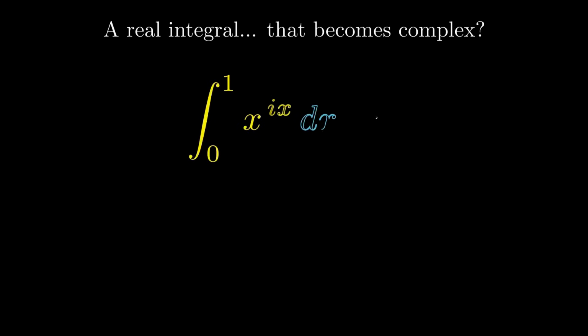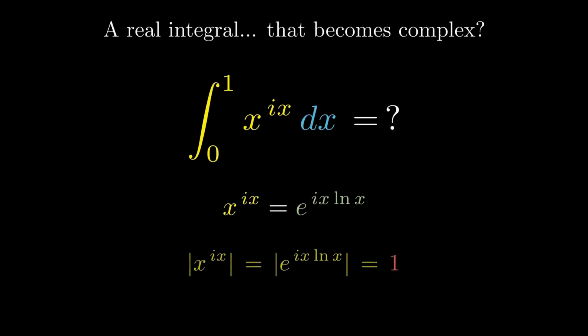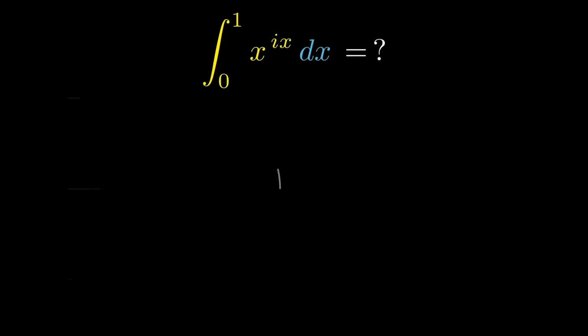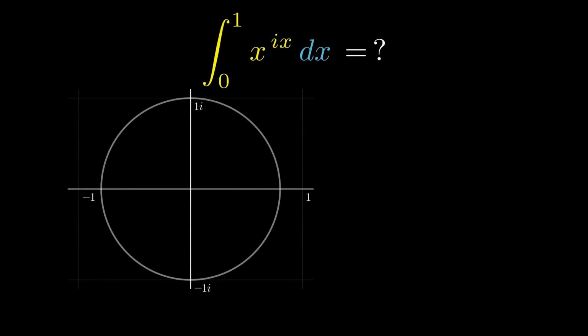An integral that secretly draws in the complex plane: the integral from 0 to 1 of x to the ix dx. First trick, rewrite it. x to the ix equals e to the i times x times natural log of x. So the magnitude is 1. It never grows or shrinks. That means every x gives a point on the unit circle with angle theta equals x times natural log of x. Now watch x slide from near 0 to 1.